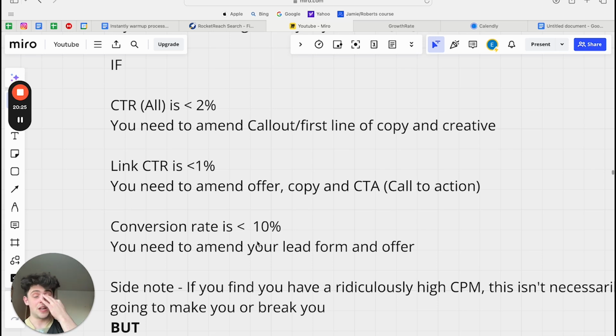Make sure that the lead form aligns with what they're reading in the ad, what they're reading in the copy, what they're seeing in the creative.